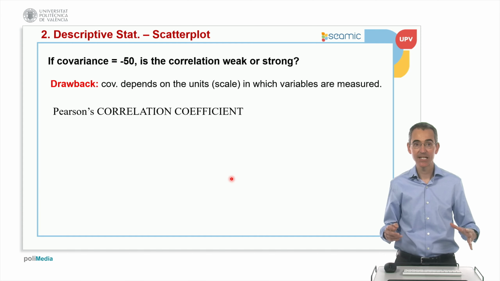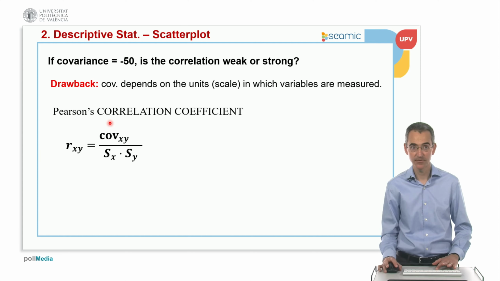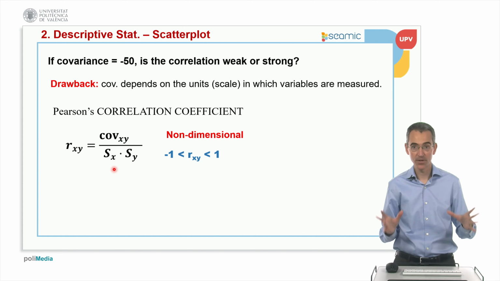So we need another parameter to measure the degree of correlation, and it is Pearson's correlation coefficient. This coefficient was developed by Pearson, so sometimes it is called just the correlation coefficient, or sometimes Pearson's correlation coefficient. And this is the formula. It's called R, and we divide the covariance by the product of the standard deviations. It is non-dimensional. It means that if I change the units of the covariance, this coefficient does not change. And very important, it ranges from -1 to 1, so it is limited inside this interval.